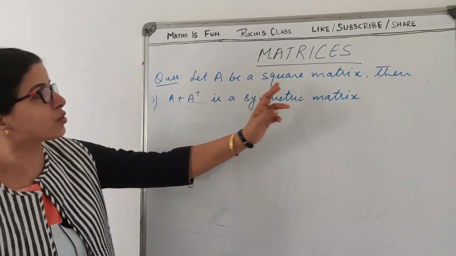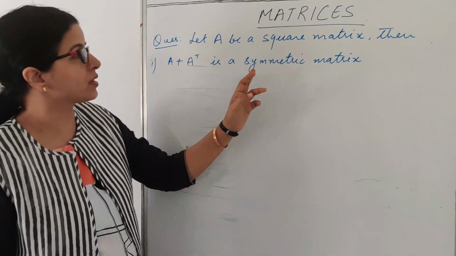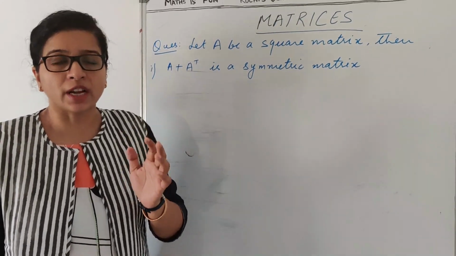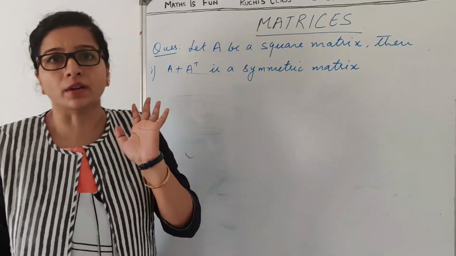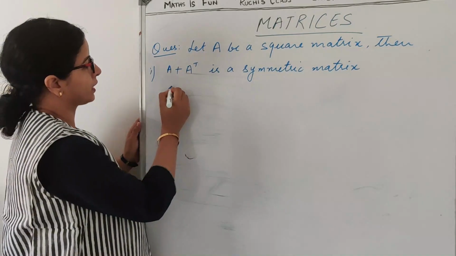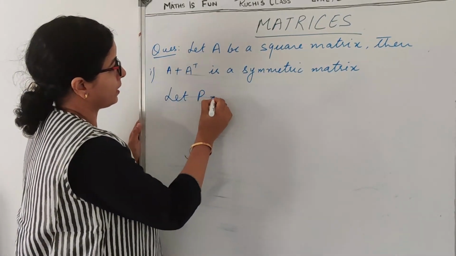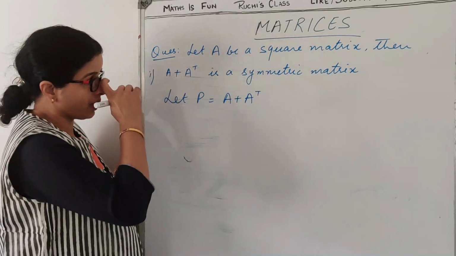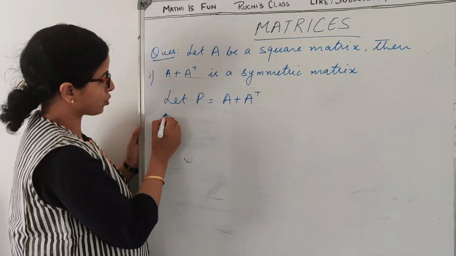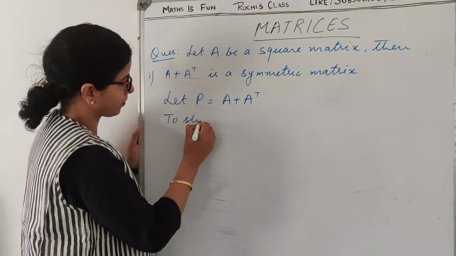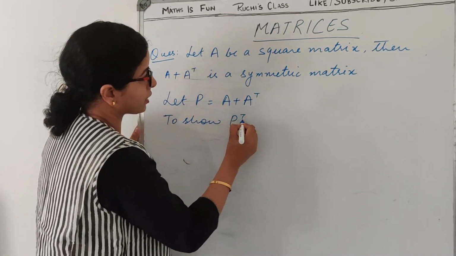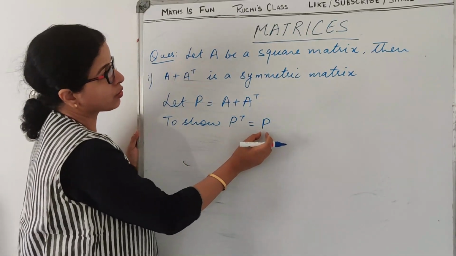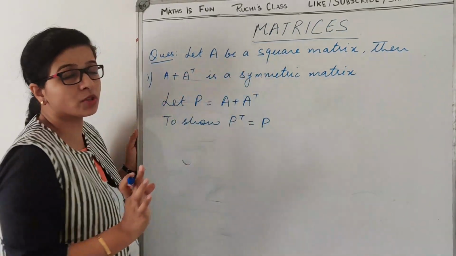Let A be a square matrix, then A plus A transpose is a symmetric matrix. What are symmetric matrices? Those where the transpose of a matrix is equal to the matrix. So let P is equal to A plus A transpose. Now what do I have to show? P transpose is equal to P. If I am able to show P transpose is equal to P, it means I am able to prove that it is a symmetric matrix.